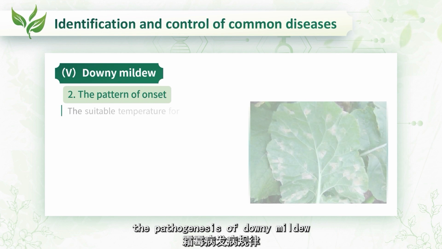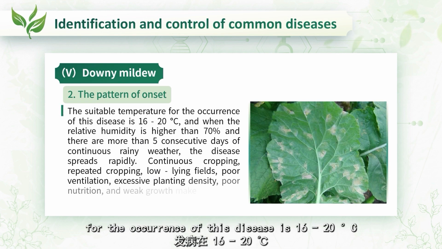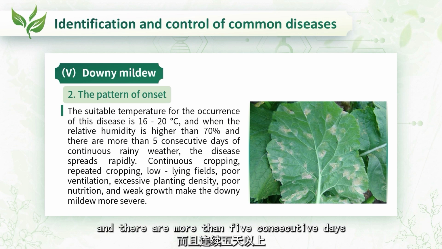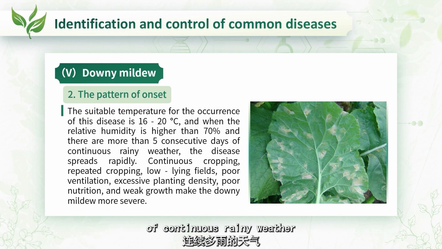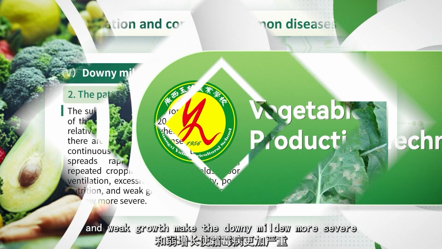The pathogenesis of downy mildew. The suitable temperature for the occurrence of this disease is 16-20 degrees Celsius, and when the relative humidity is higher than 70%, and there are more than 5 consecutive days of continuous rainy weather, the disease spreads rapidly. Continuous cropping, repeated cropping, low-lying fields, poor ventilation, excessive planting density, poor nutrition, and weak growth make the downy mildew more severe.